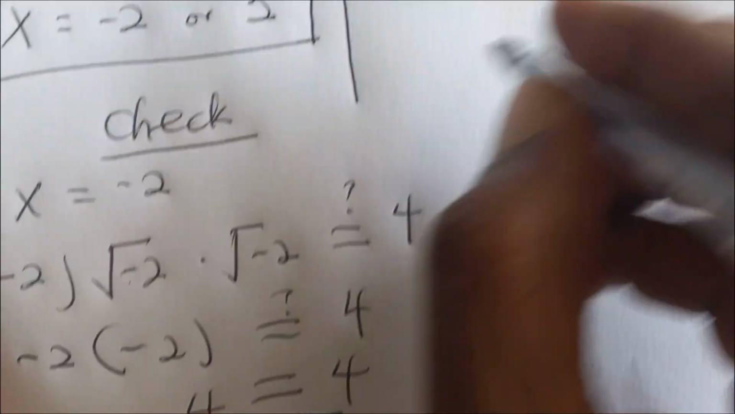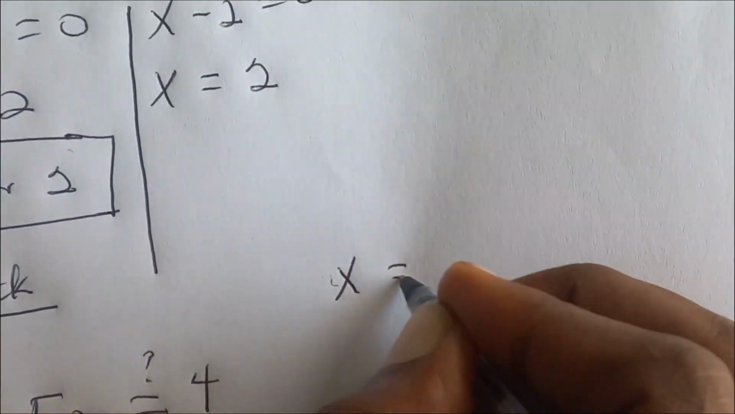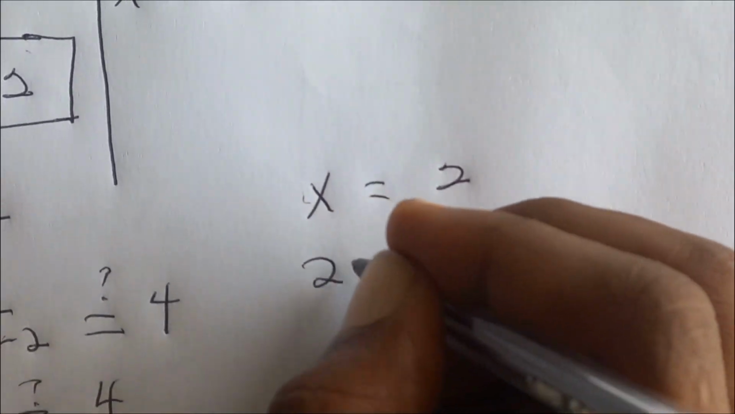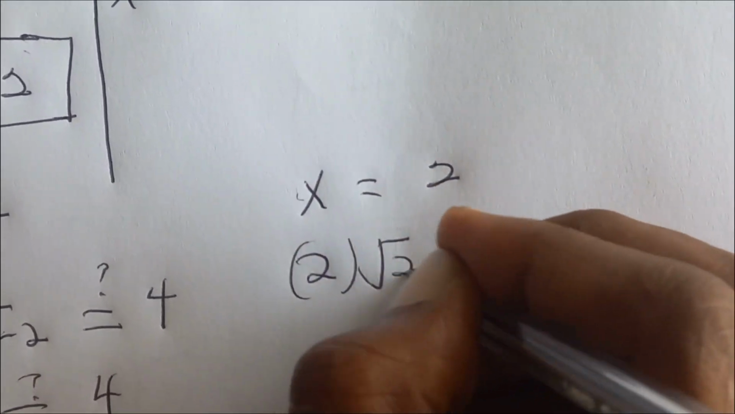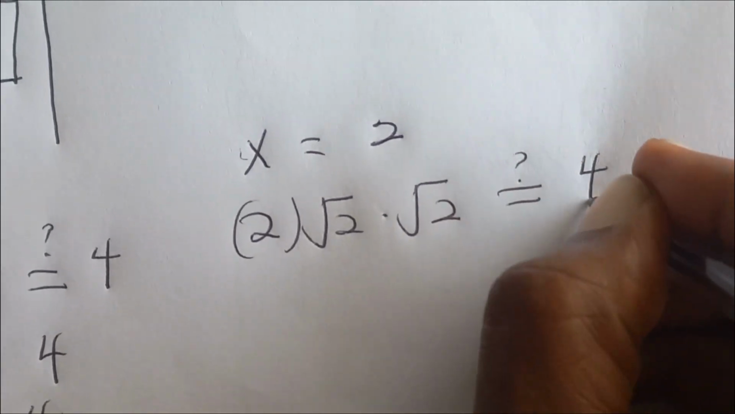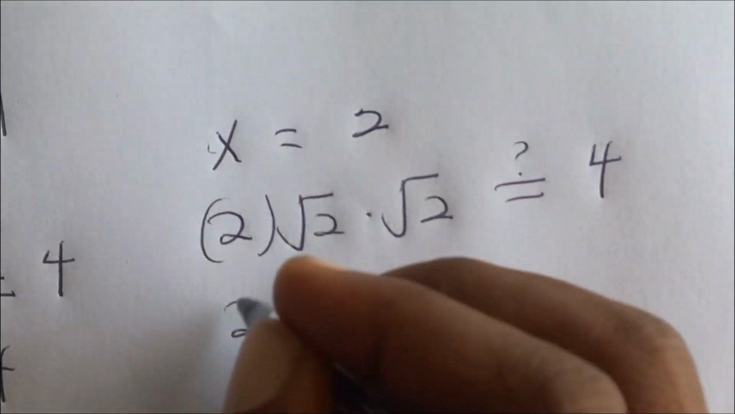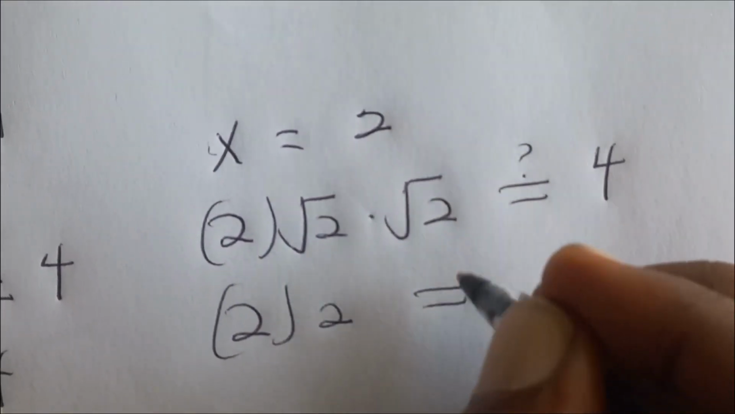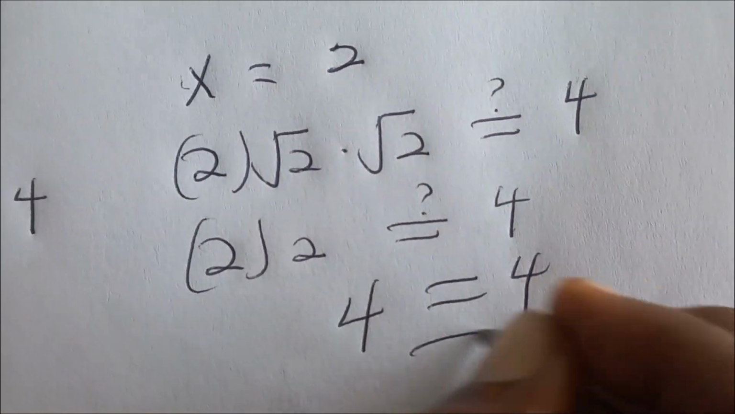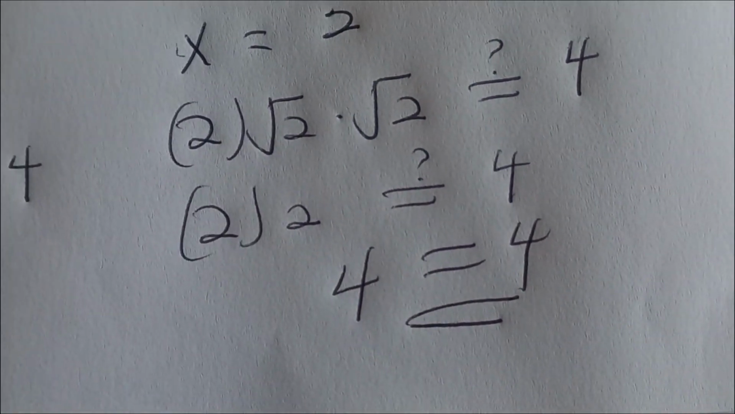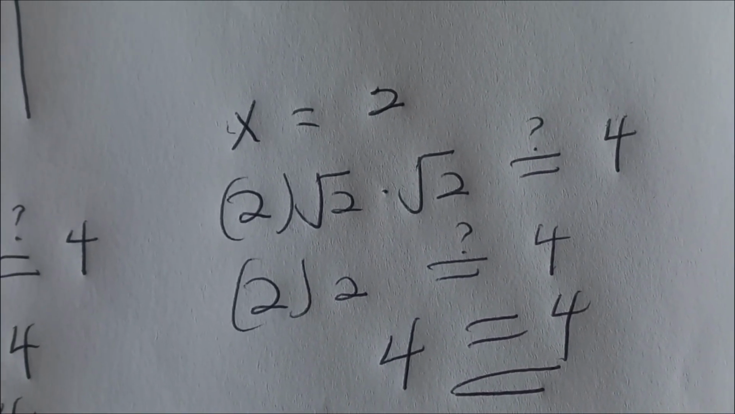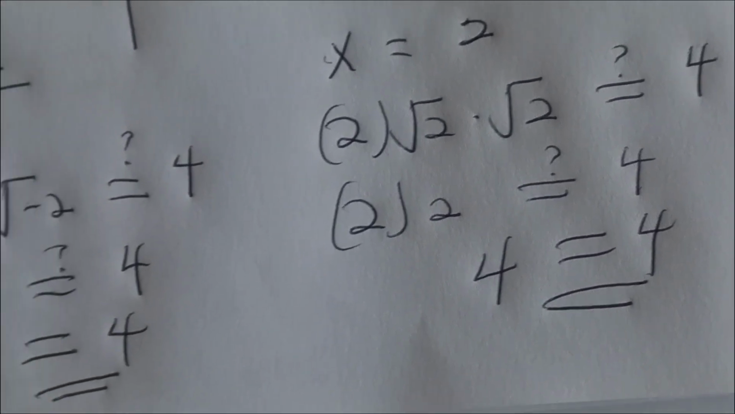Now let's check when x is equal to positive 2. So we have 2 into bracket root 2 multiplied by root 2, and this will be equal to 4. This and this, we get 2 into bracket 2, which is equal to 4. 2 times 2 is 4, which is equal to 4. So indeed, our solutions x equals 2 and x equals negative 2 satisfy the equation.